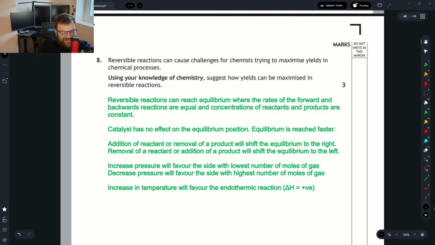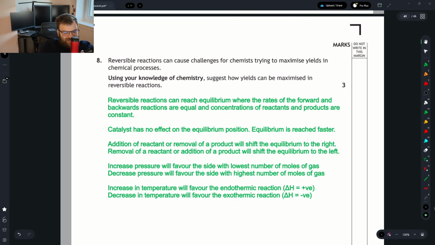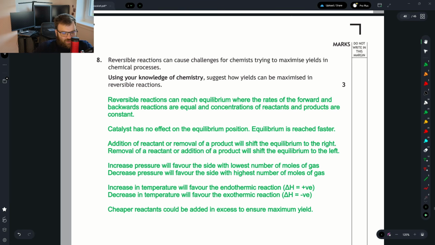If you increase the temperature, that would favour the endothermic reaction, which would be shown by a positive enthalpy change. Endothermic reactions cool their surroundings and are favoured by an increase. On the flip side, decreasing the temperature would favour the exothermic reaction, and an exothermic is shown when you've got a negative enthalpy change. You could also add the cheaper reactants in excess to ensure you get the maximum yield out of your chemicals.